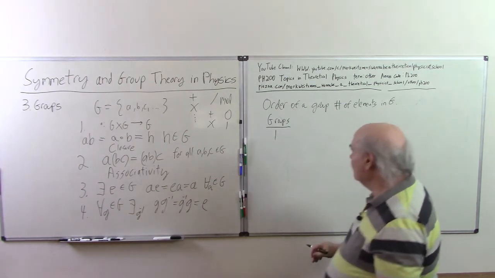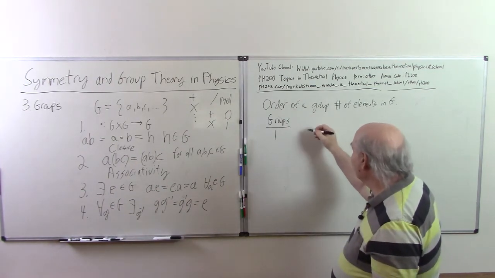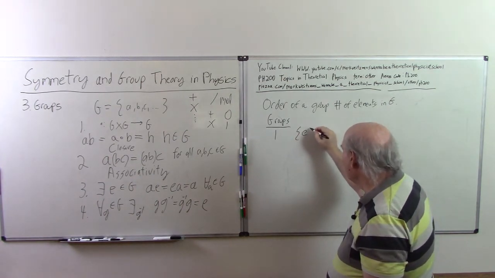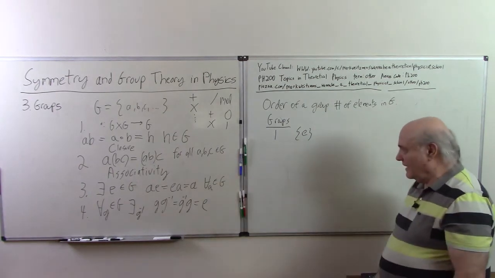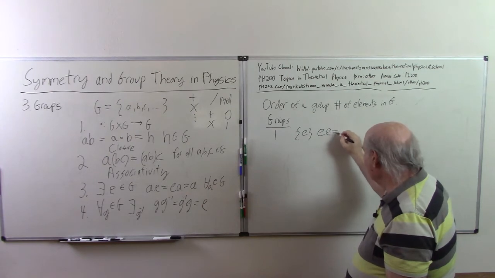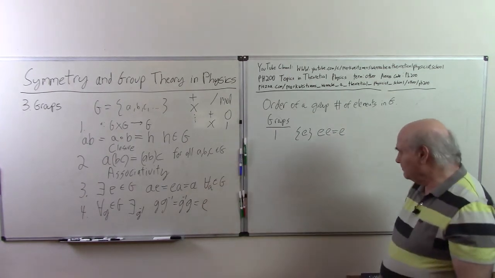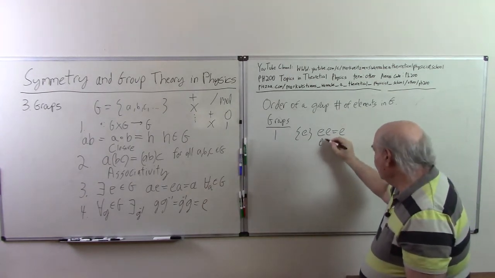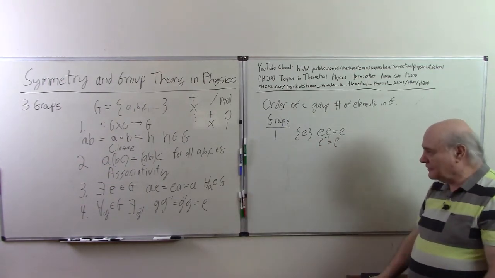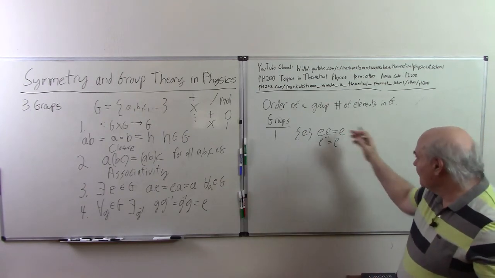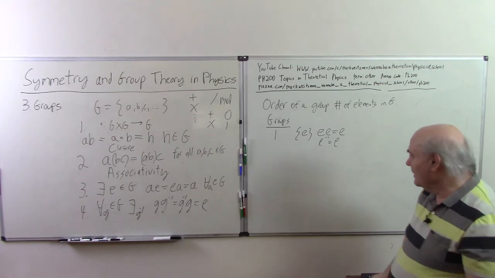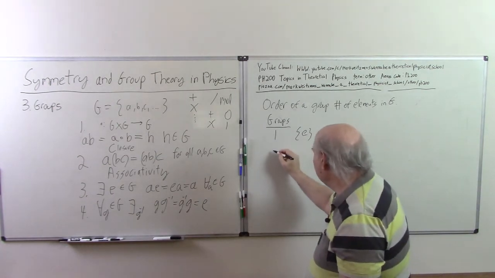Some don't even consider the group of order 1. Obviously this is just a group with one element. It has a set of E, and you can see that you'll define EE equals E, E inverse equals E, and you'll see everything will hold on the associativity. Anything you do is E. So this is the extremely trivial group. A lot of books don't list that.